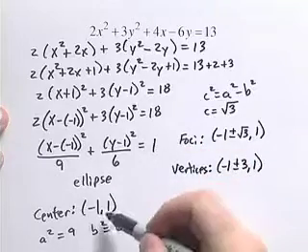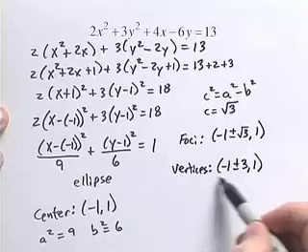So this conic is an ellipse. The center is negative 1, comma 1. We have these foci and these vertices.